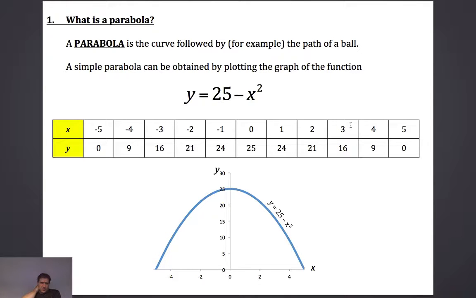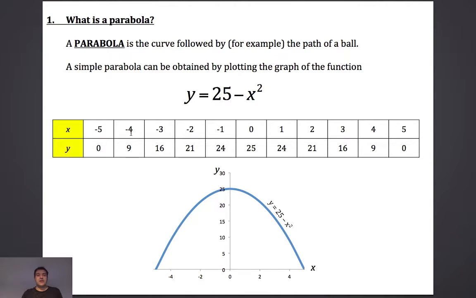So chapter 1 was what is a parabola. I defined a parabola as a curve followed, for example, by the path of a ball. Any kind of projectile that you throw or launch often has a path that can be modeled mathematically by a parabola. So there's a simple example, y equals 25 minus x squared.